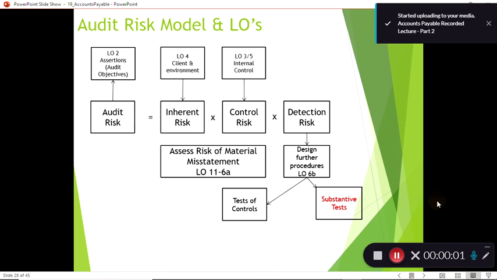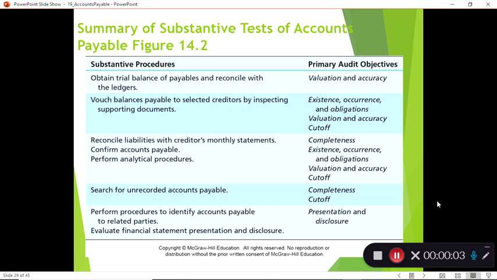Okay, so picking back up with substantive testing here, and again, these summary slides are just really helpful. If you can spend some time understanding these, what is the procedure doing, and then how does it actually give comfort around these different audit objectives and ultimately the assertions, then that's going to go a long way towards you being able to understand how all this fits together.